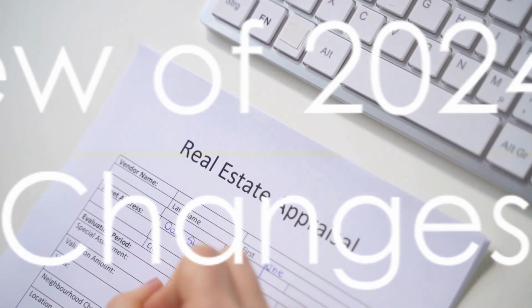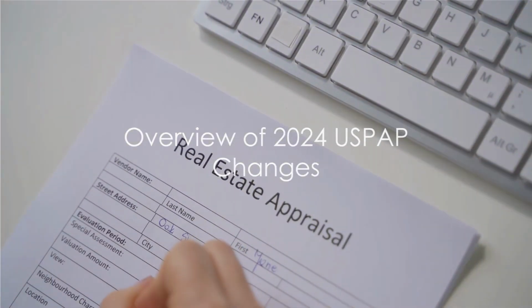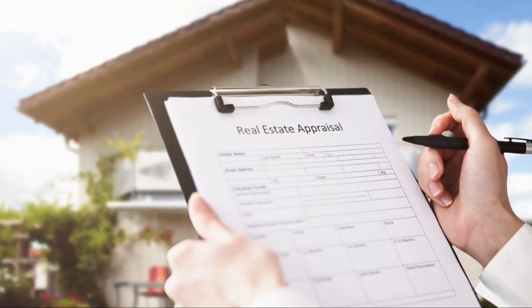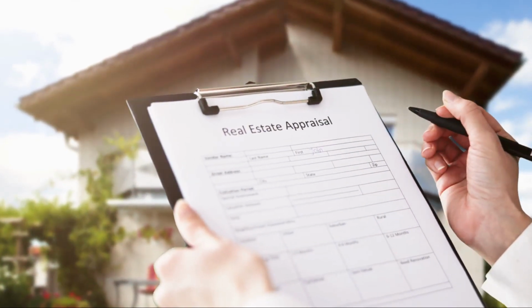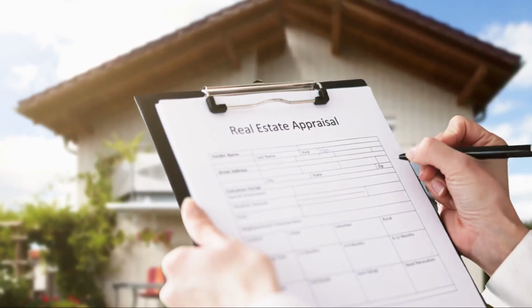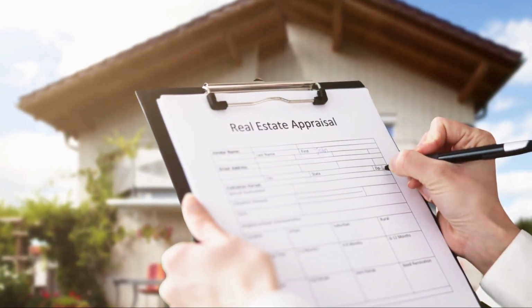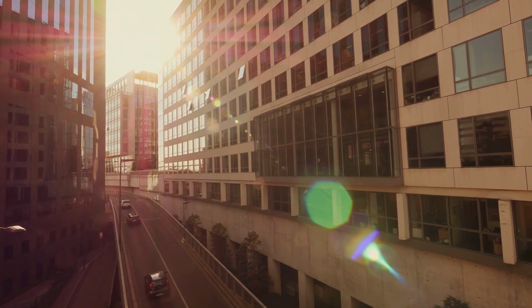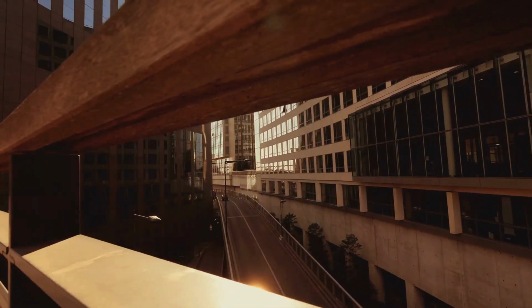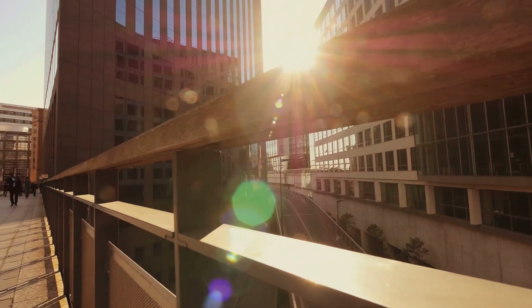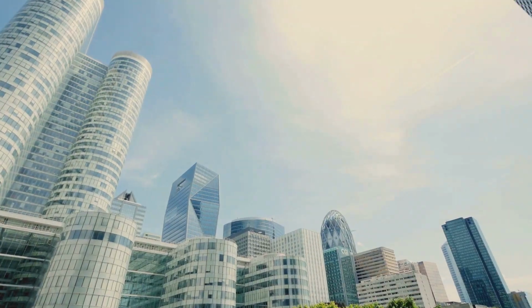Are you aware of the changes made to the Uniform Standards of Professional Appraisal Practice in 2024? Well, let's dive right in and explore these updates together. The 2024 USPAP still consists of 5 sections, namely Preamble, Definitions, Rules, Standards, and Statements on Appraisal Standards.